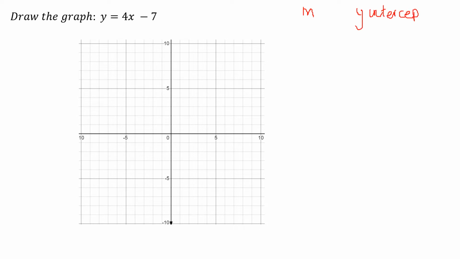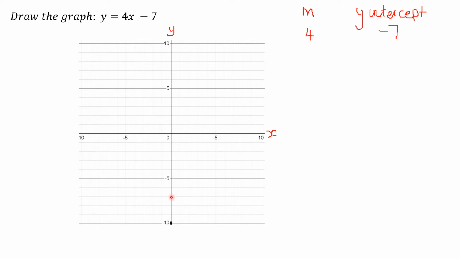So in our example, y equals 4x minus 7. Hopefully we should know now that our gradient would be 4 and our y-intercept is minus 7. So first of all, we just label my axes, so this is my x-axis, this is my y-axis. Our y-intercept talks about the point on this axis here. We're saying it would cross this axis at minus 7, so somewhere down here.